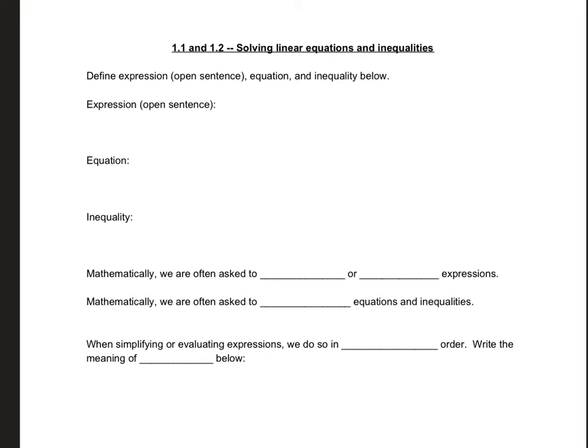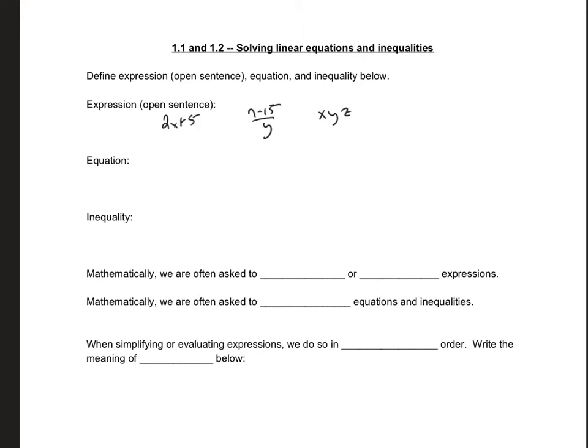So an expression is a mathematical sentence containing one or more variables. That's a mathematical sentence containing one or more variables. And an example of an expression might be like 2x + 5, or (n - 15)/y, or xyz. All of those are examples of expressions.